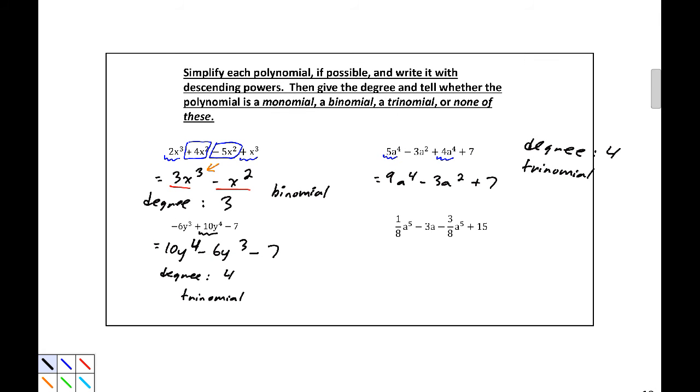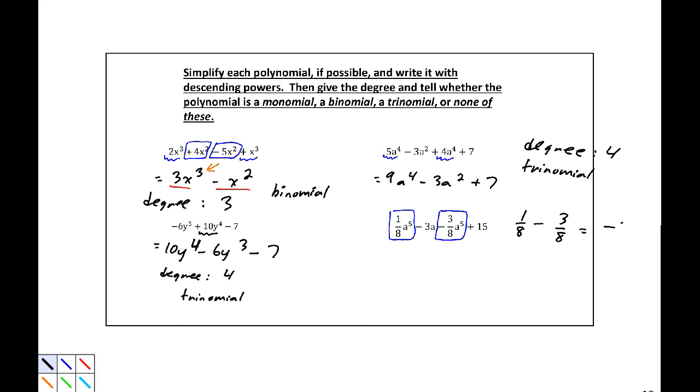Last example, 1/8 a to the fifth minus 3a minus 3/8 a to the fifth plus 15. The highest exponent that I heard there was an a to the fifth, so let's start with these two. So I have 1/8 minus 3/8. That would be negative 2/8, or negative 1/4. Go ahead and put that over here.